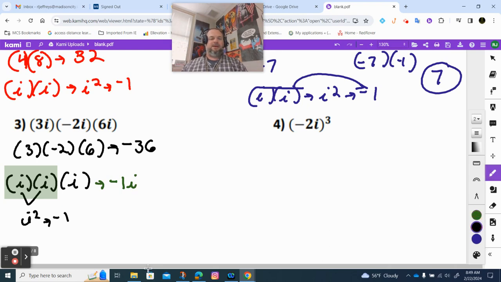All right. Now we have negative 36 times negative 1i, which is 36i.